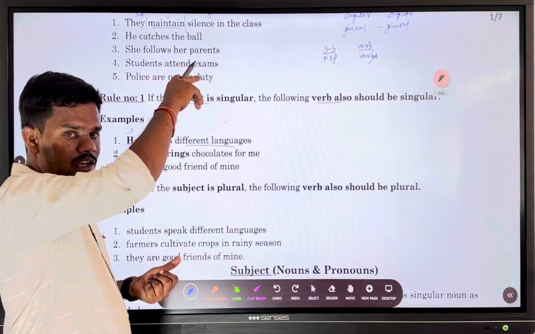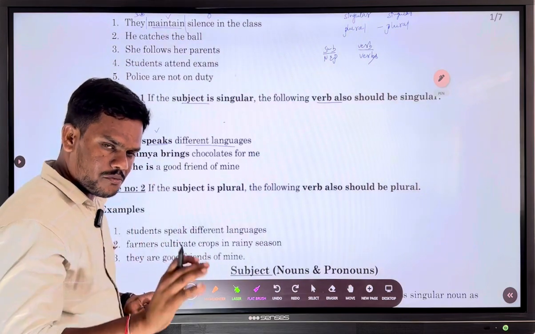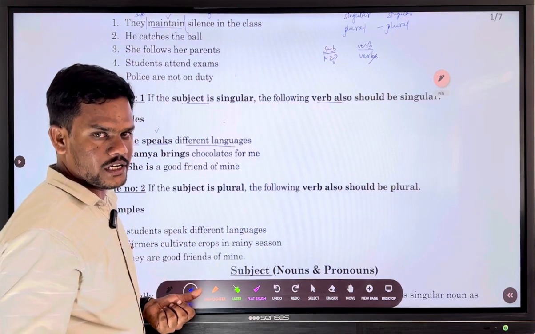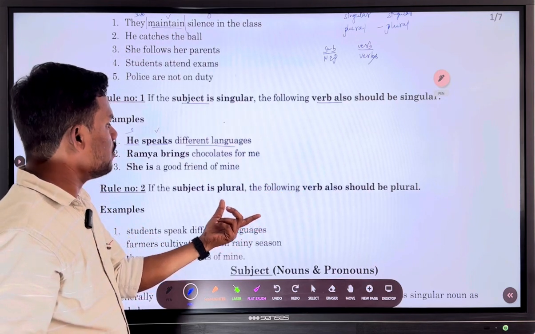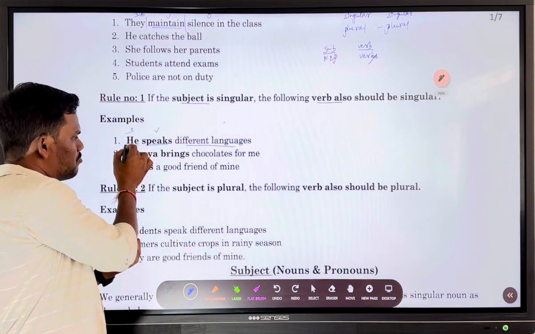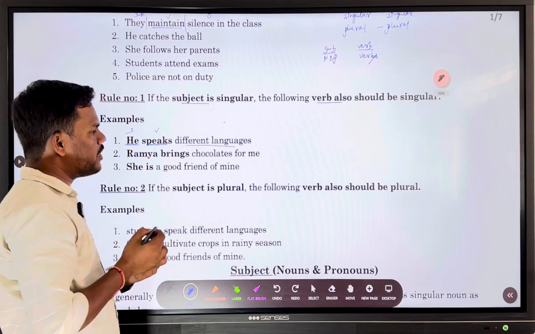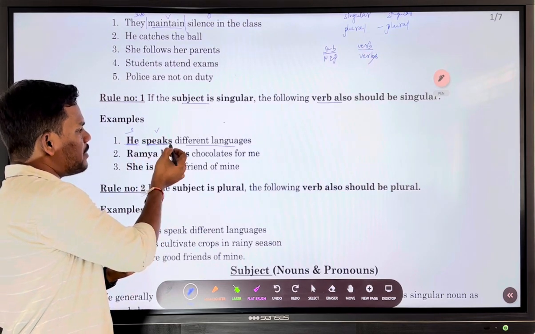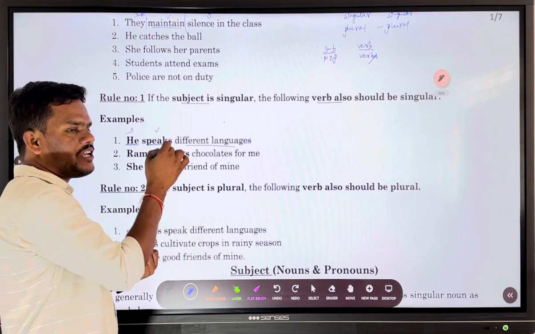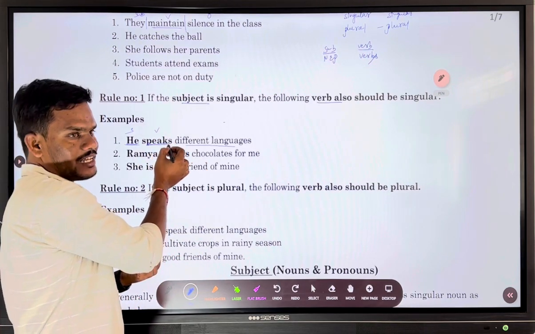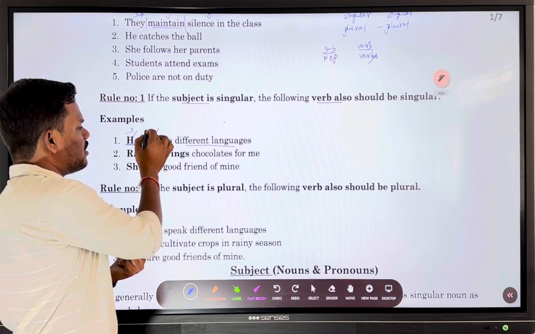What does the rule say? The rule says if the subject is singular, the following verb also should be singular. If the subject is plural, the following verb also should be plural. So that is why, when the subject is singular, the following verb also is going to be singular. He speaks. We should not say he speak, because the verb which is added by s or es is said to be a singular verb. That is why we are saying he speaks.